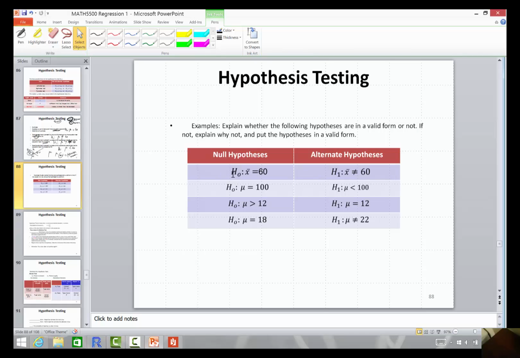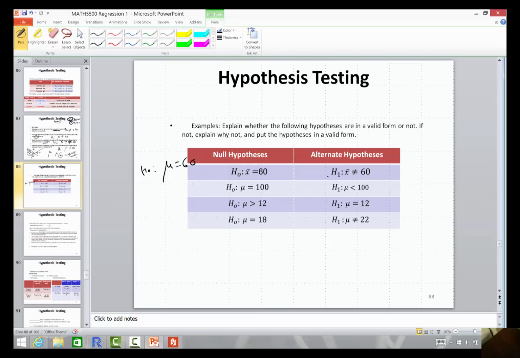The null hypothesis X bar is equal to 60. This is not correct. The null hypothesis can never have X bar. This should be the null hypothesis mu is equal to 60. So here is X bar. The X bar should not be here. In place of X bar, there should be mu. X bar is also mean, mu is also mean, but this is what we need. The null hypothesis and alternate hypothesis always use the population parameter, not the statistic.